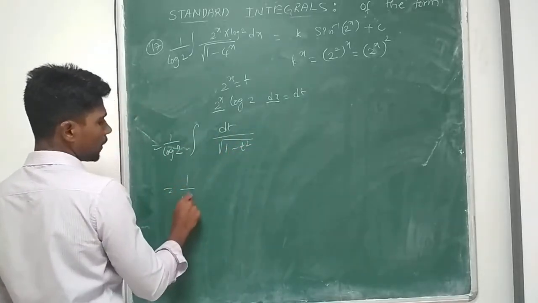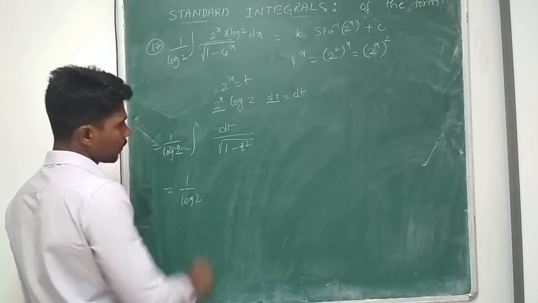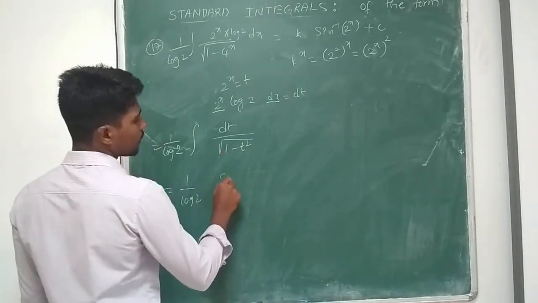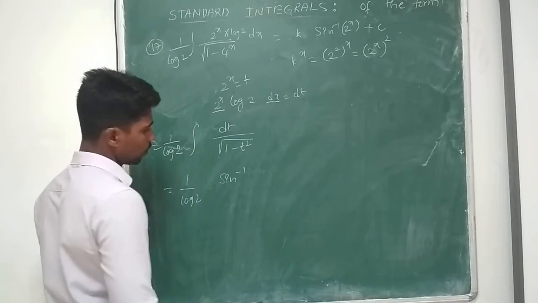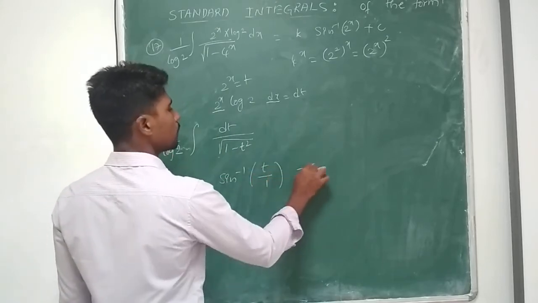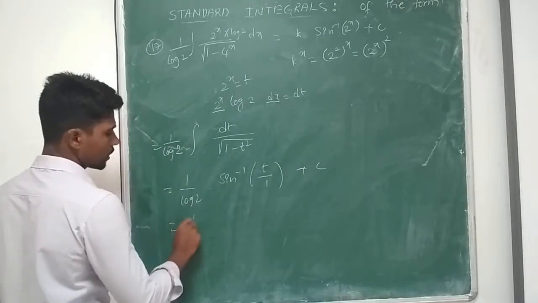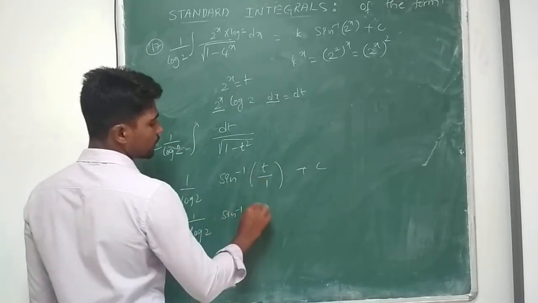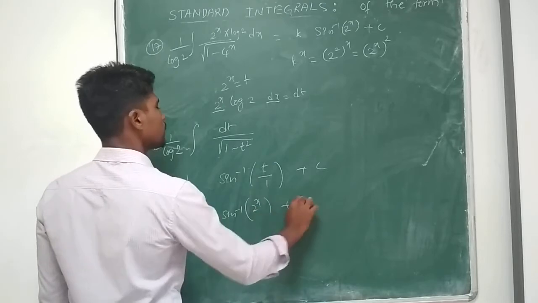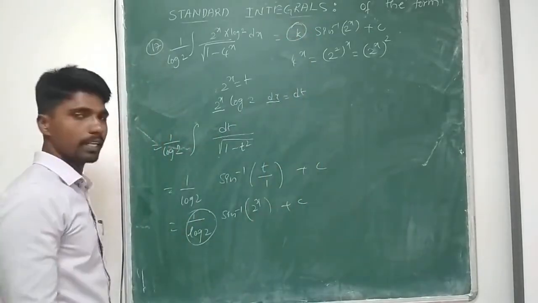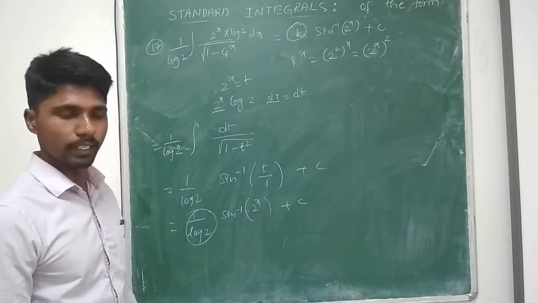Now 1 by log 2 into 1 by root of 1 minus x square is nothing but sin inverse of x by a. So sin inverse of t by a, where a is 1, plus a constant c. So it is nothing but 1 by log 2 sin inverse of t, that is 2 power x, plus a constant c. Multiplied by k, nothing but k. K is equal to 1 by log 2.